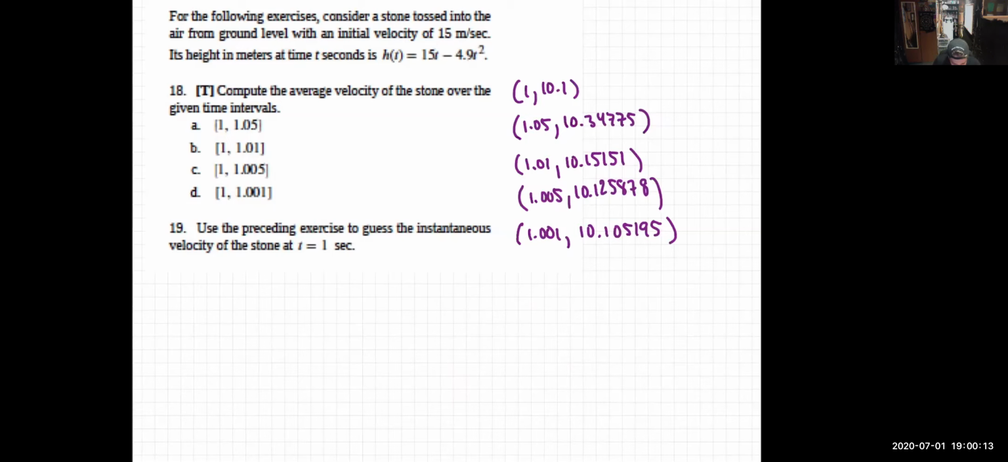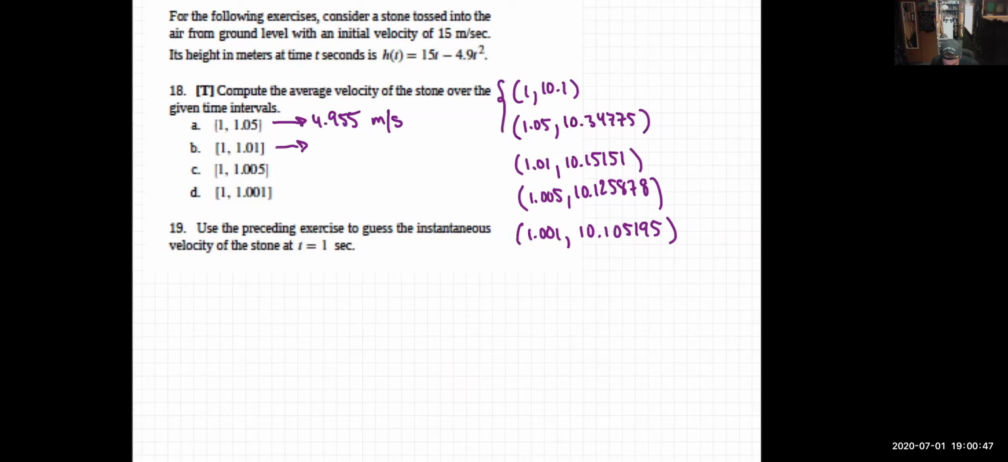All right, so now to find the average velocity, we're just going to take the change in y over the change in x, because this would be the slope. For this one, we would just be using these two coordinates here. So I'm just going to calculate that difference. That would be 10.34775 minus 10.1 divided by 0.05. That's going to be 4.955 meters per second. That's the average velocity.